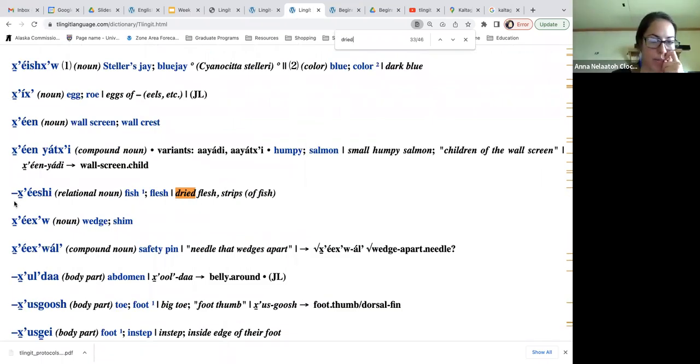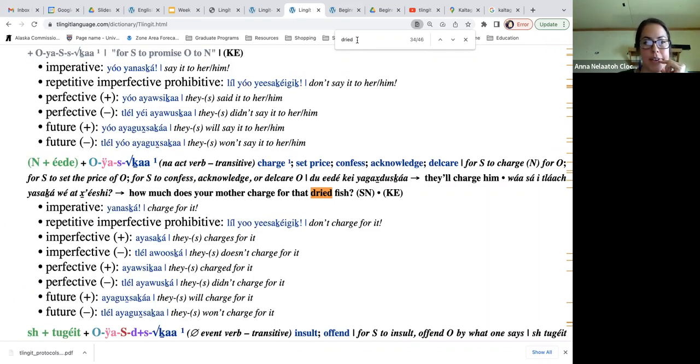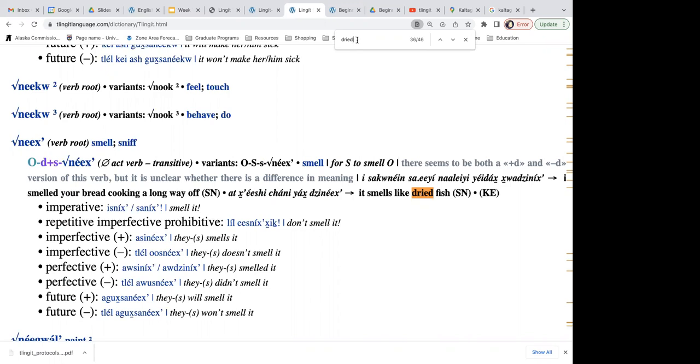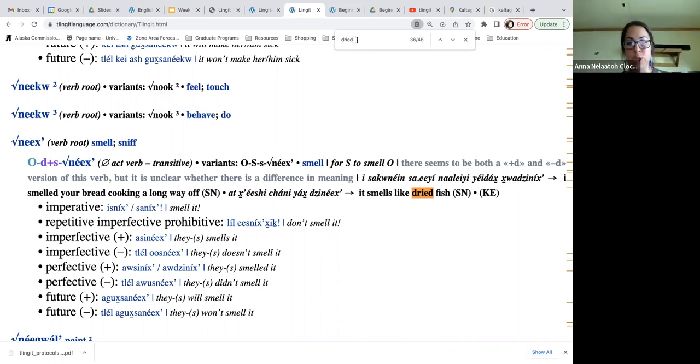Okay, I see this verb, fish. Dried. This might be more for strips. Let's see what else we find. I would almost say you would use the verb root hook. Oh, it smells like dried fish. This one's a little bit different. The process for drying fish is to hang, cut it into strips or thin pieces and hang it to dry to eat it that way. This is a little bit more like we wrung it out.